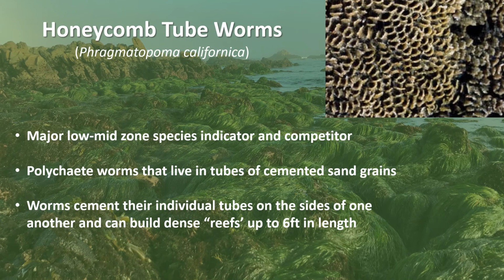Honeycomb tubeworms are likely to shift zones since they are a major low to mid-zone species indicator and competitor. These polychaete worms live in tubes of cemented sand grains. The worms cement their individual tubes on the sides of one another and can build dense reefs up to 6 feet in length.